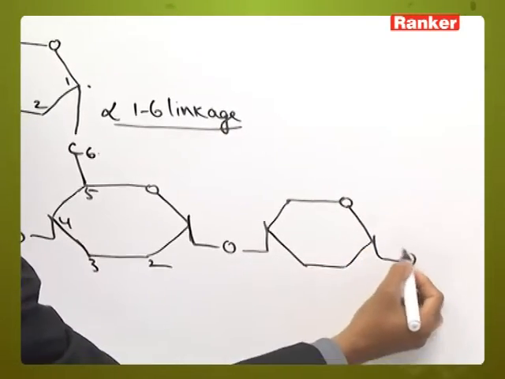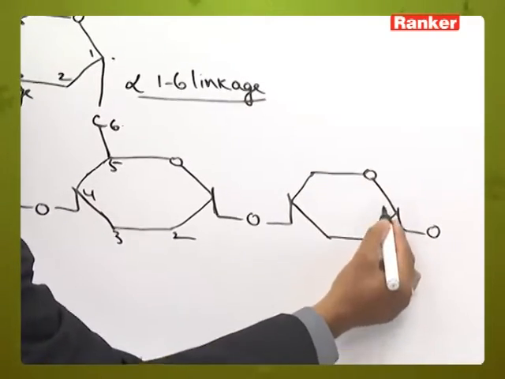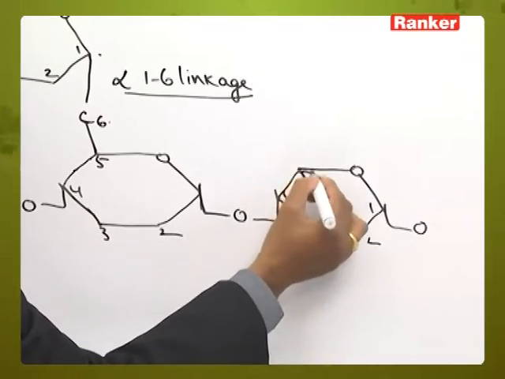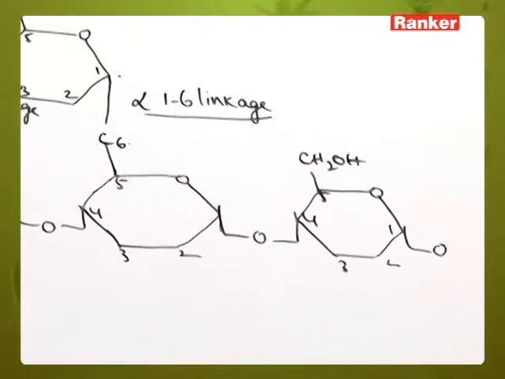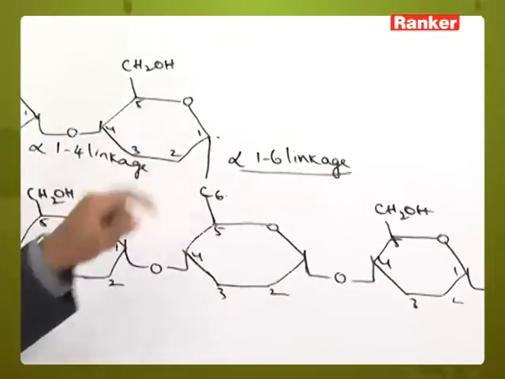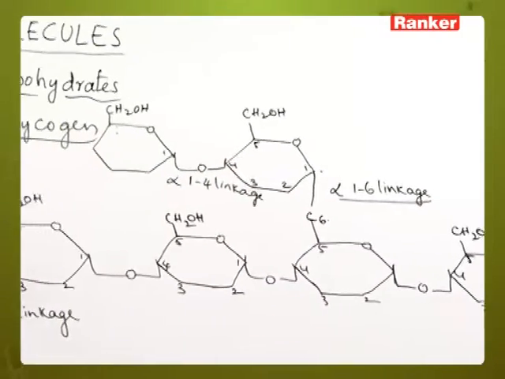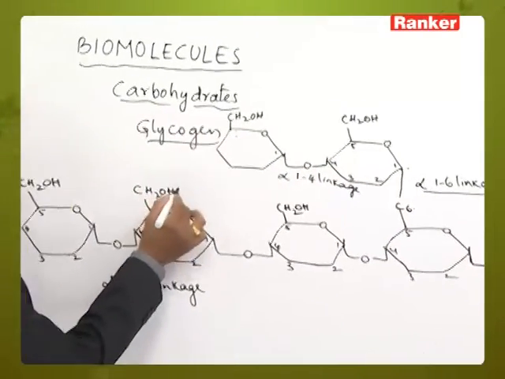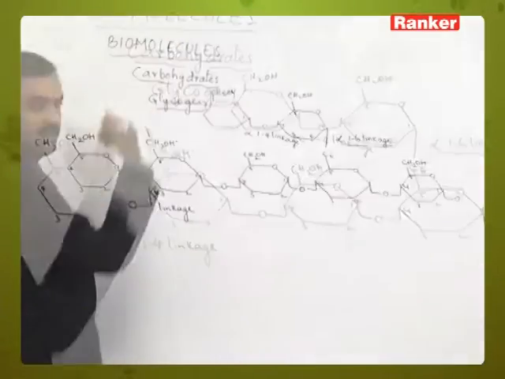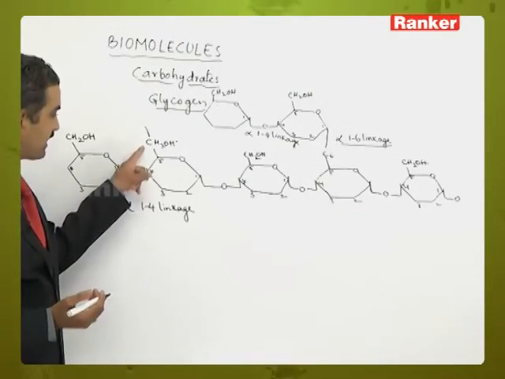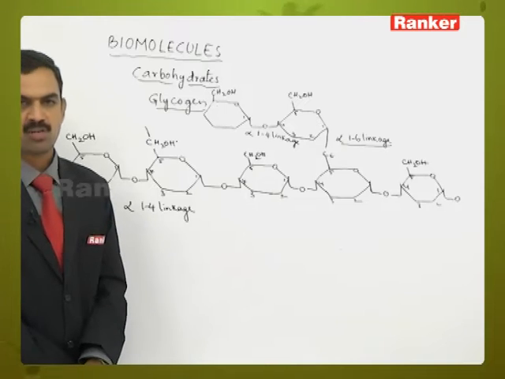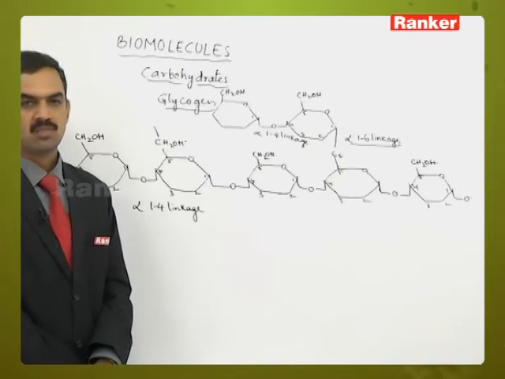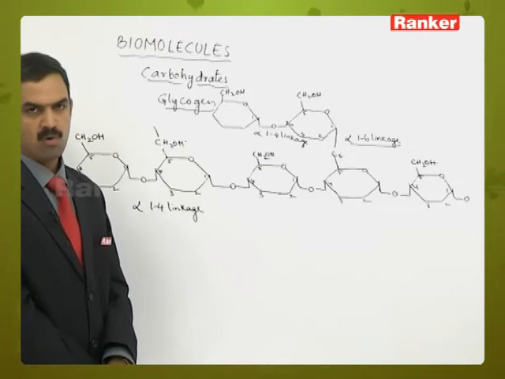So once again O. So likewise 1, 2, 3, 4, 5 and the sixth one. So it is a straight chain and it is a side chain. Wherever, for example, if the side chain is formed here, instead of this CH2OH, one more side chain will be formed with the sixth carbon with that of the first carbon of the side chain. Likewise, this type of structural organization can be seen in a glycogen molecule.